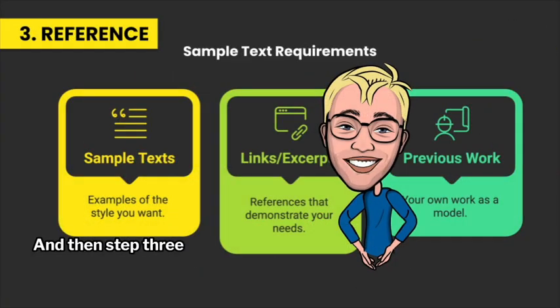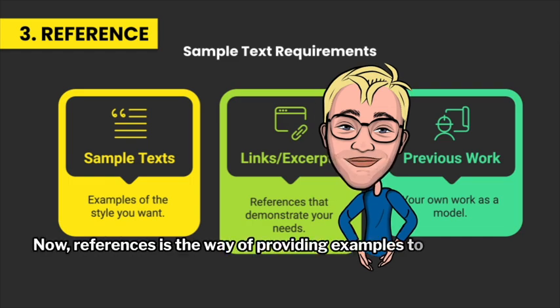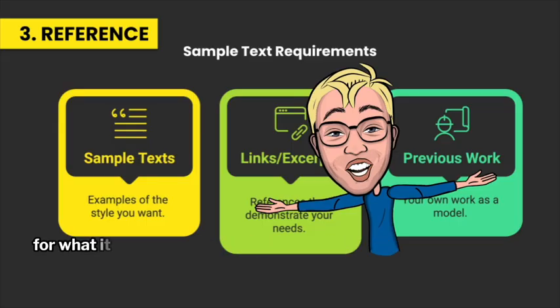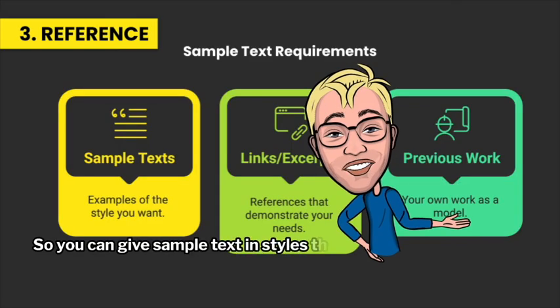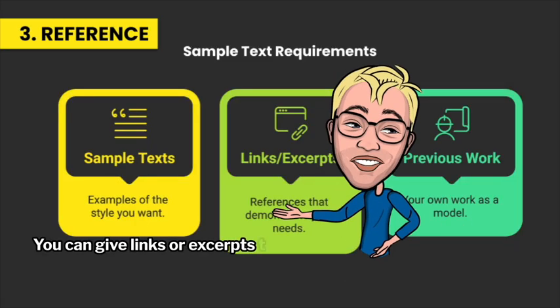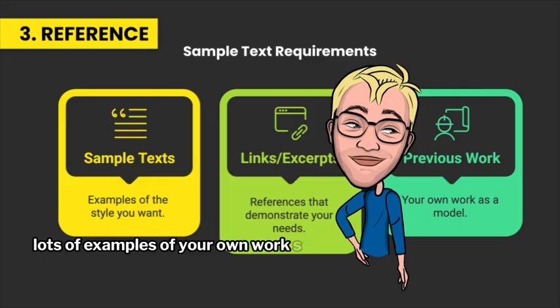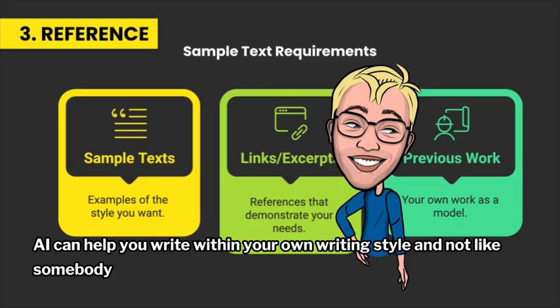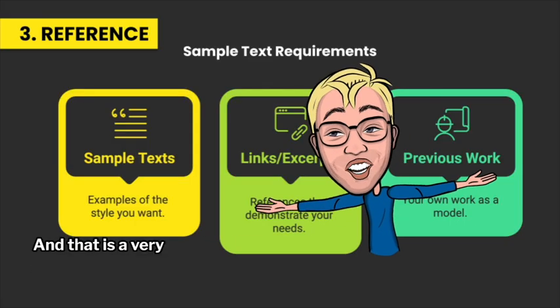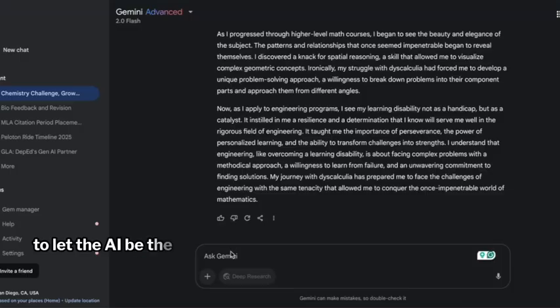And then step three are references. Now, references is the way of providing examples to the large language model for what it is more specifically that you want. So you can give sample text and styles that you want. You can give links or excerpts that demonstrate what you need. You can also use your own work as a model. And I think that's really important to give it lots of examples of your own work so that then the AI can help you write within your own writing style and not like somebody else. And that is a very efficient way to let the AI be the support for you.